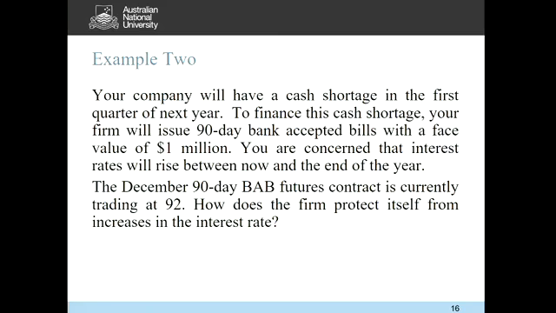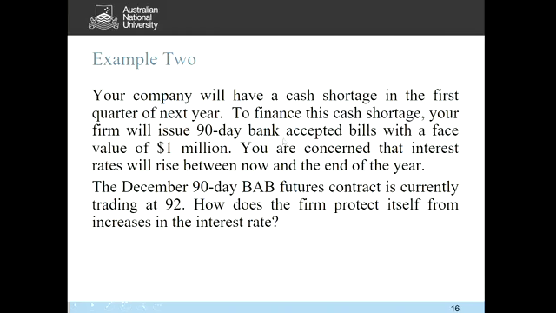The second example says, if you're the CFO of a company and you find that there's a cash shortage in the first quarter next year, meaning you need to borrow money, to finance this shortage your firm issued a 90-day bank accepted bill with face value of $1 million. So what is our risk exposure here? Remember, two steps: first, identify your risk; second, enter into the derivative position that would make money. The worry is that interest rates would increase, because that incurs more interest expense. Very straightforward.